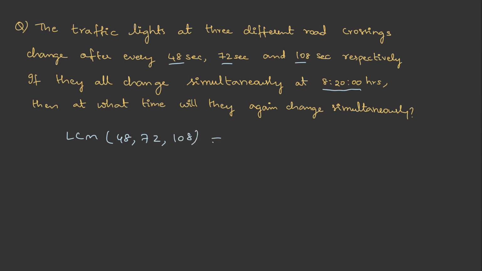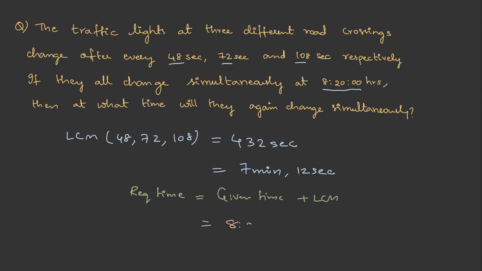When we take the LCM, this is again 432 seconds. This is 7 minutes 12 seconds. So the required time is the given time plus the LCM, that is 8 hours 20 minutes plus this, which is 8:27:12 hours. This is the answer, and this is the time after which all the traffic lights change again simultaneously. And this is the end for LCM and HCF.